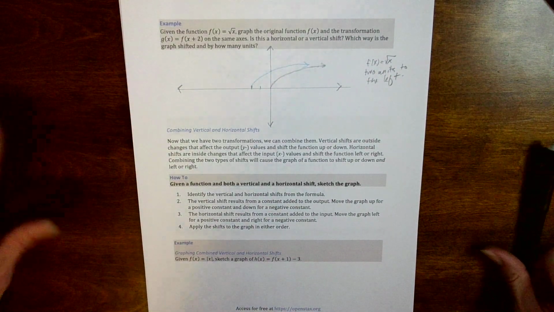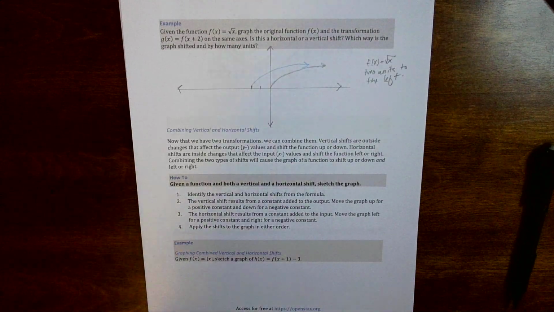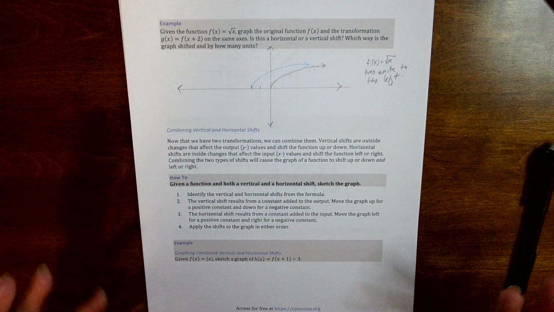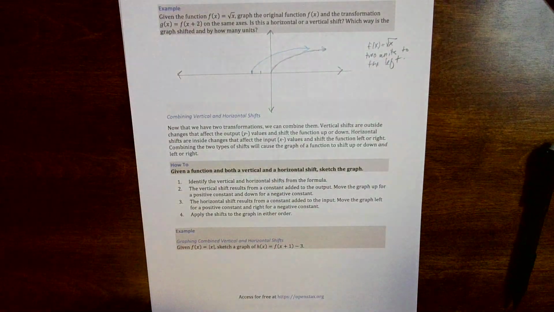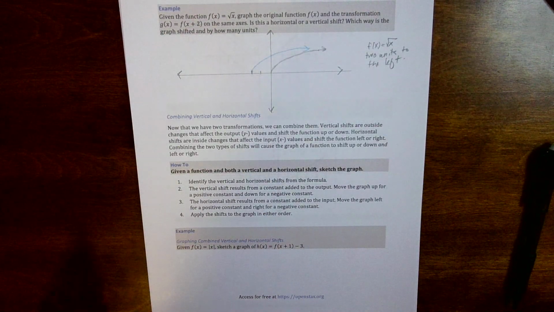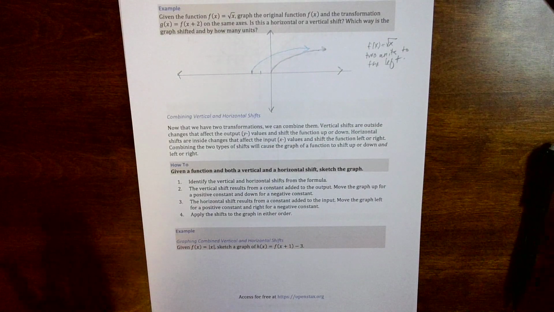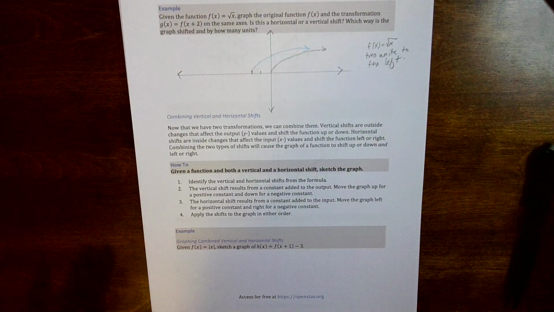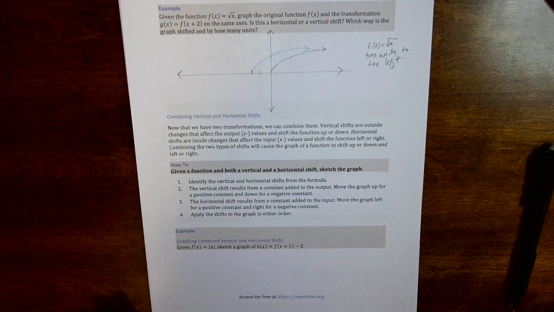Okay, so now it's kind of like patting your head and rubbing your belly at the same time. We can combine vertical and horizontal shifts. Okay, so how do we do that? We're going to identify the vertical shift and horizontal shifts from the formula, and then we're going to move the graph accordingly.